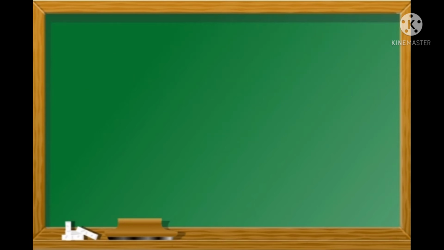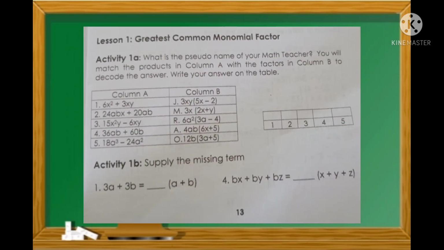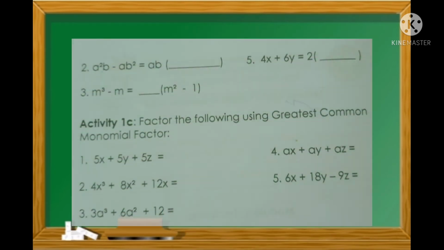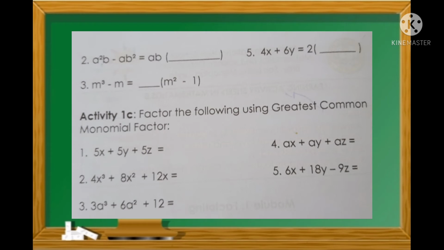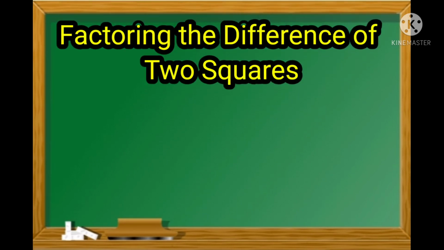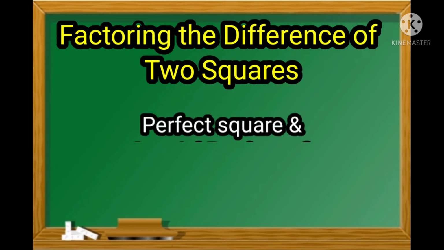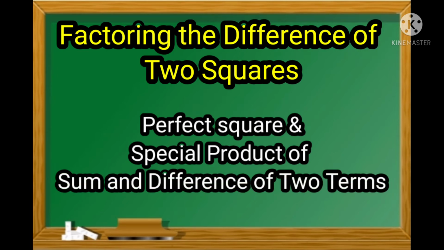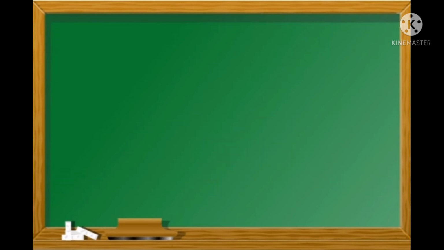So you can now answer your 3 activities about factoring the greatest common monomial factor found in your module on page 13 and 14. Let's proceed to another factoring technique, which is factoring the difference of two squares. For you to be well guided on this lesson, recall first the topics about perfect square and special product of sum and difference of two terms in grade 7.